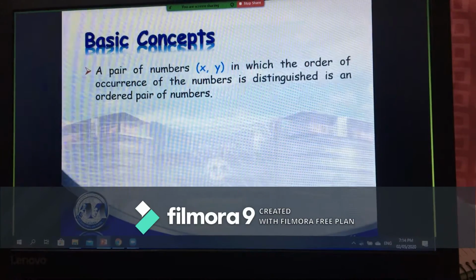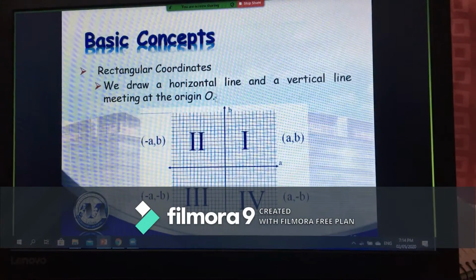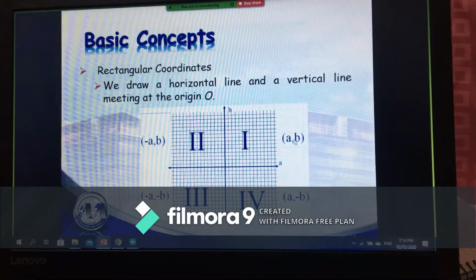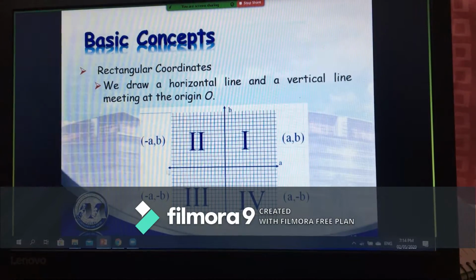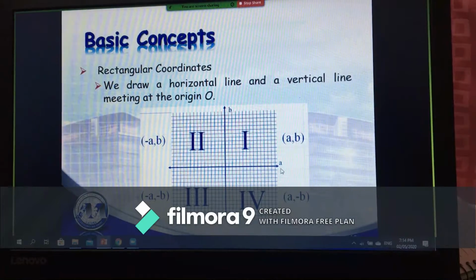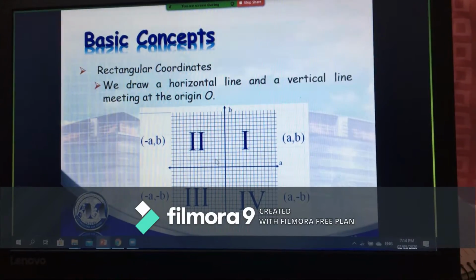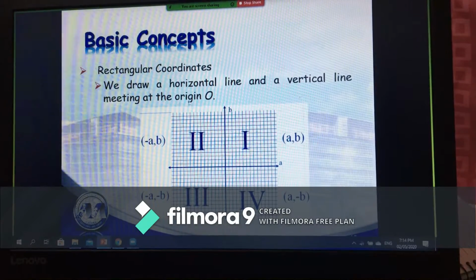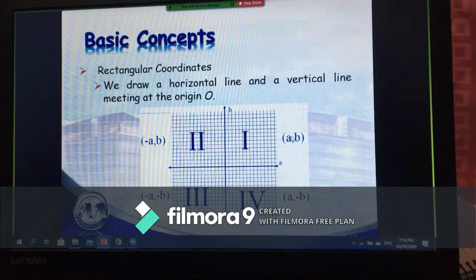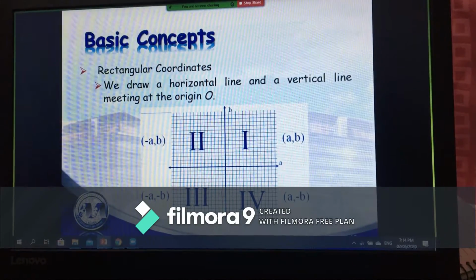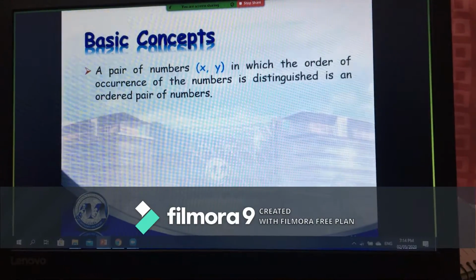Okay, so as mentioned a while ago, a pair of numbers x and y, in our discussion a while ago, we use A and B instead of x and y. Kasi sa coming natin na discussions class, we will use x for the horizontal, and then y for the vertical line. Now for this initial discussion about the rectangular coordinate system, I use A and B instead of x and y. So as mentioned in the next slide, baka ma-confuse kayo, ha.